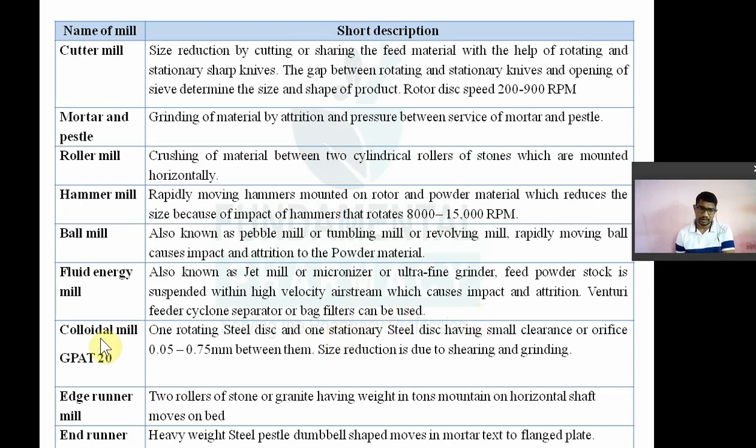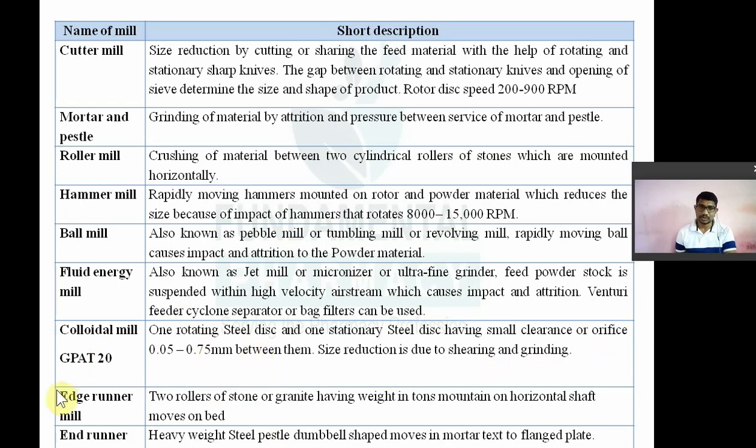Now next one is a colloidal mill. In case of colloidal mill, there is one rotating steel disc and one stationary steel disc. These are two discs, one is rotating and one is stationary. You must have seen that in the old days there used to be a grinding stone at home, with a rotating stick. You can correlate the colloidal mill like that. So one rotating steel disc and one stationary steel disc having small clearance or orifice of 0.05 to 0.75 mm between them. This is the description of colloidal mill. Size reduction is done by shearing and grinding.